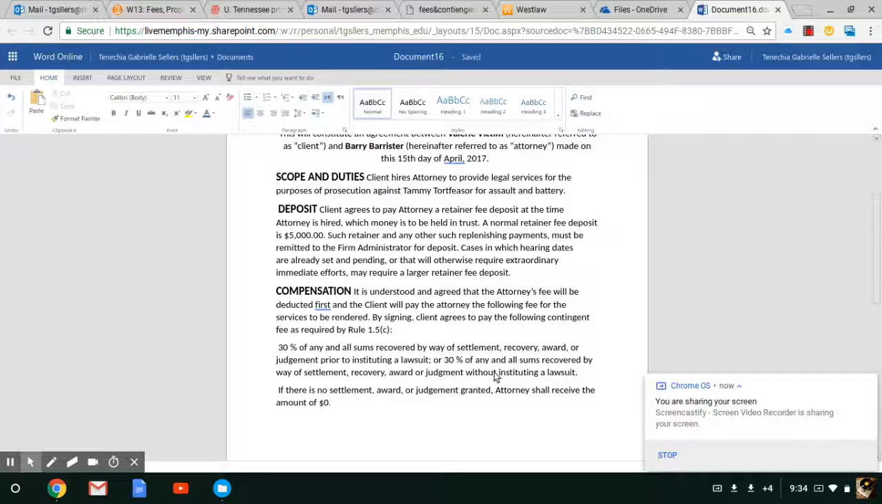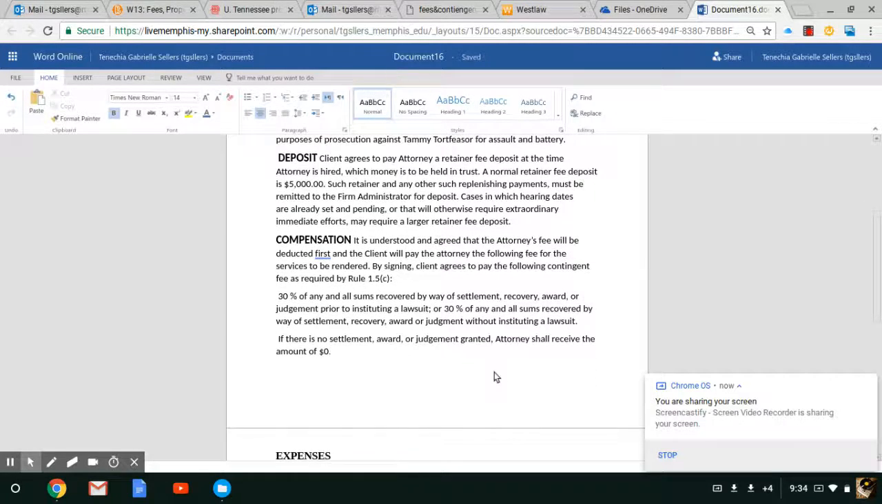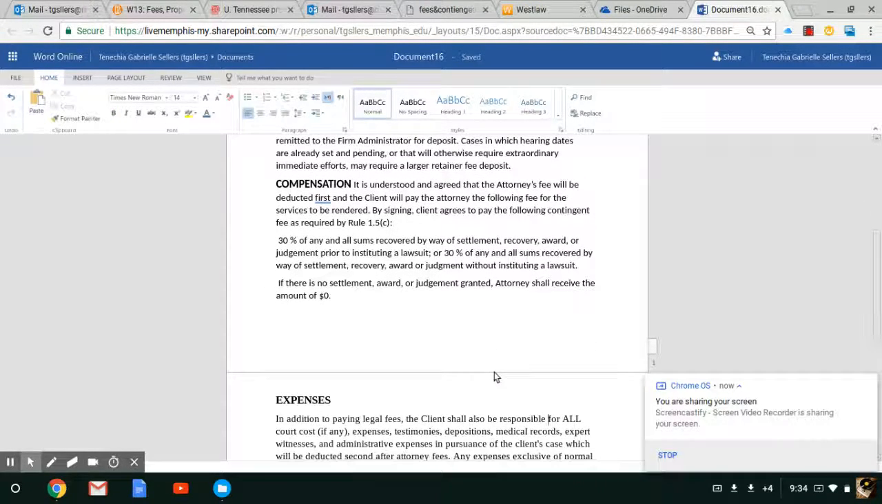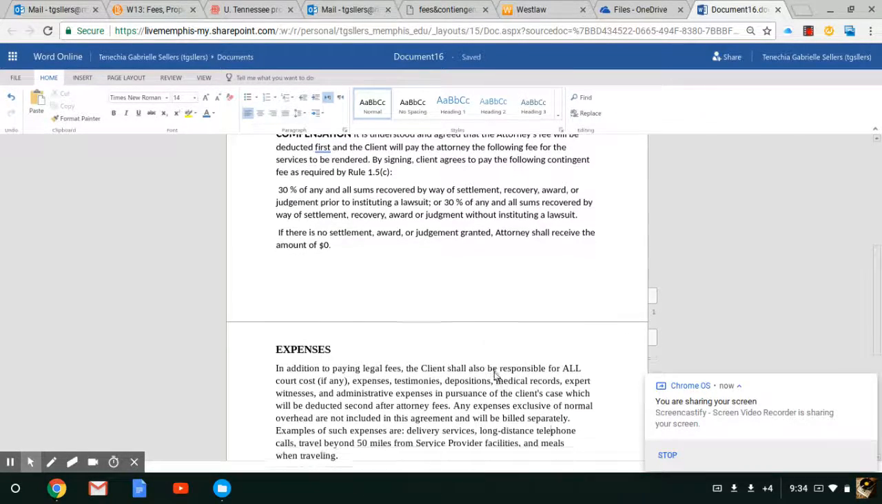If there is no settlement, award, or judgment granted, the attorney shall receive the amount of $0. That's just stating if the case is lost, then the client owes the attorney $0. There's no fee required for that.